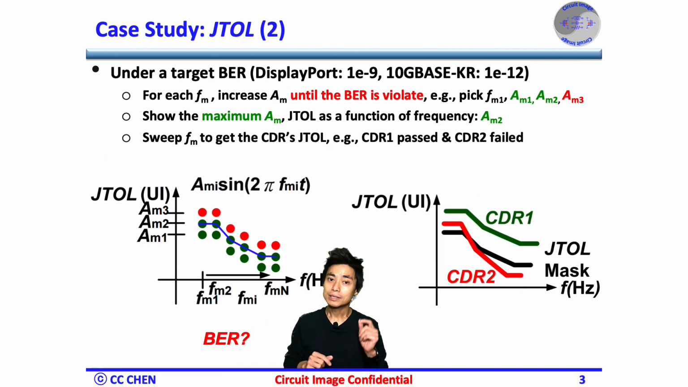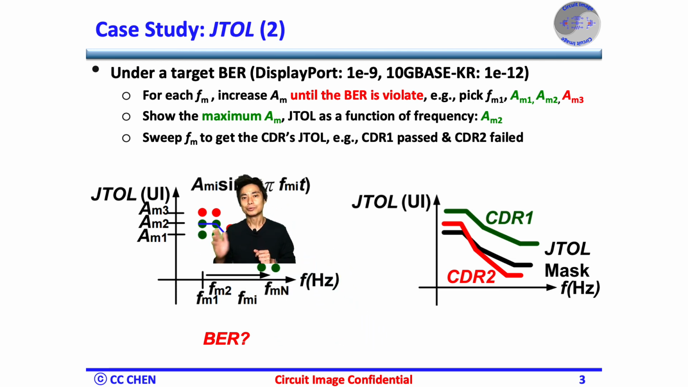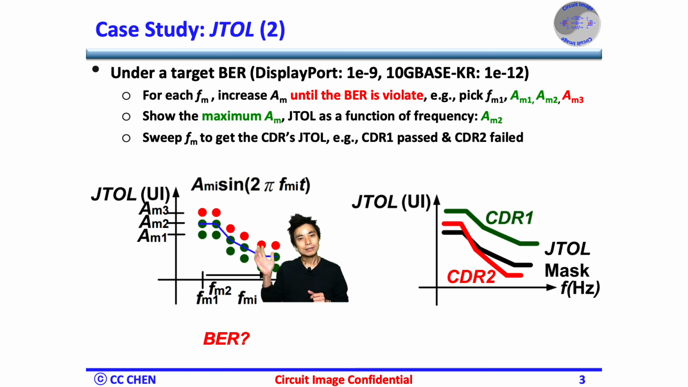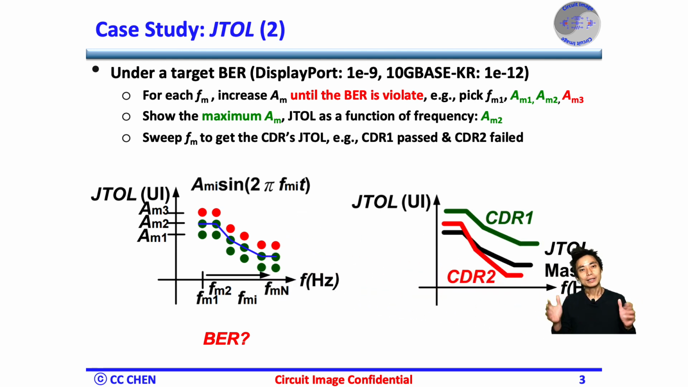Then we keep the same procedure by sweeping the other phase modulation frequencies from Fm2 to Fmn, and determine the maximum modulation depth Am for each modulation frequency Fm respectively. The CDR JTOL is complete after connecting all the maximum modulation depths in the blue line here. To make the ecosystem work in a series, most wireline standards would even define the JTOL mask as shown here.